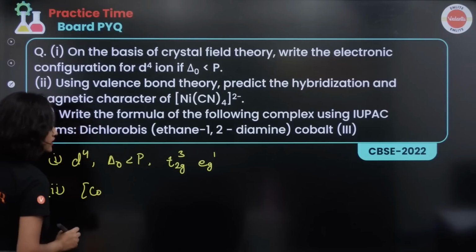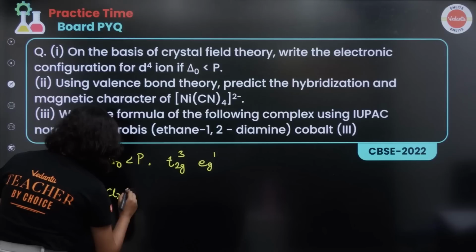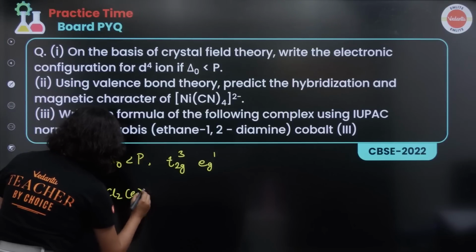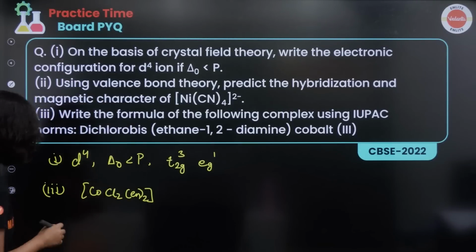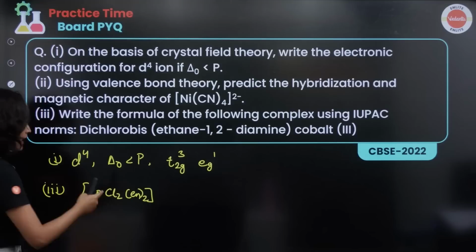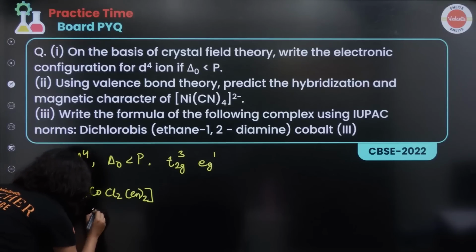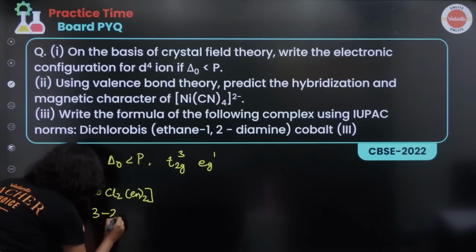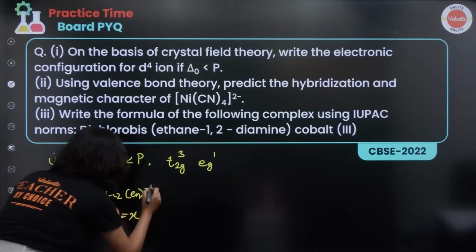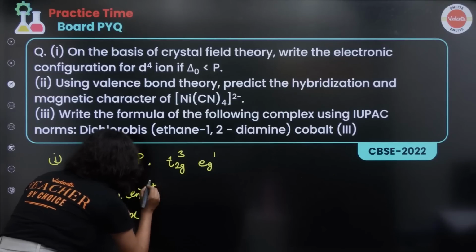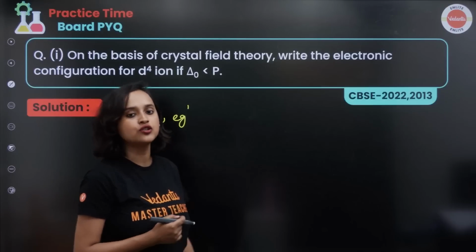Cobalt, okay, first we will write cobalt, then we will write Cl2, alright, then we will do en2, alright, then cobalt is already in plus 3 oxidation state, so what we will do is find the overall charge. To find out the overall charge, we know that cobalt is in plus 3 oxidation state, so 3 minus 2, en is a neutral ligand, is equal to X, so X is equal to plus 1, or 1 plus, this is the answer. Okay, this is how you are going to do this.